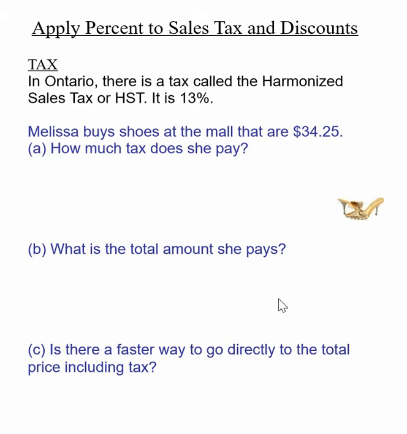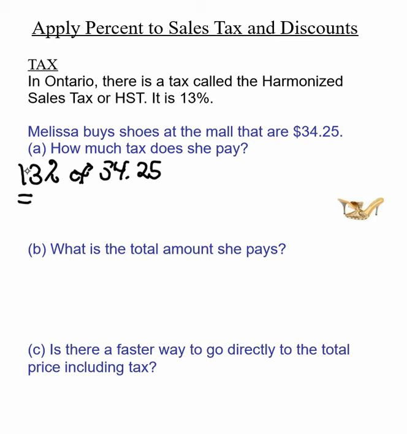So recall that in Ontario, the sales tax called the HST is 13%. So if you had an example like this, that shoes were $34.25, it asks you how much tax would you pay. Remember, all that this is really asking you is to figure out what 13% of 34.25 is.